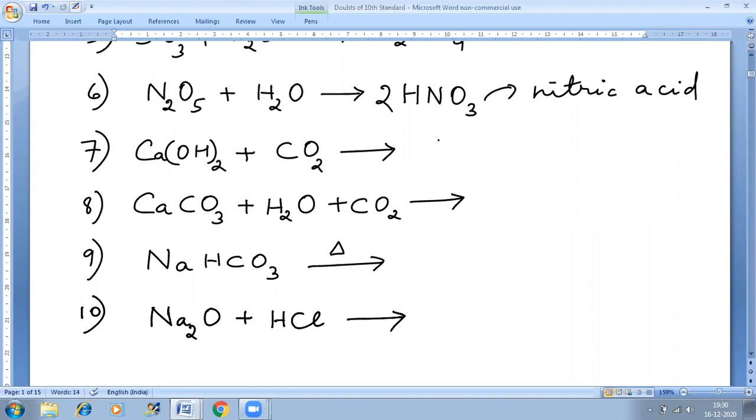Okay, 7th one, calcium hydroxide plus carbon dioxide. This gives you CaCO3 plus H2O. This thing causes milkiness. So if they ask you what is the cause of milkiness when calcium hydroxide reacts with carbon dioxide, the reason is formation of calcium carbonate.